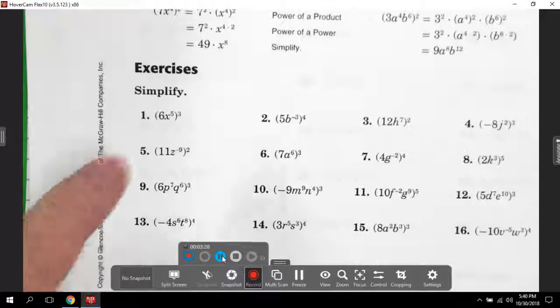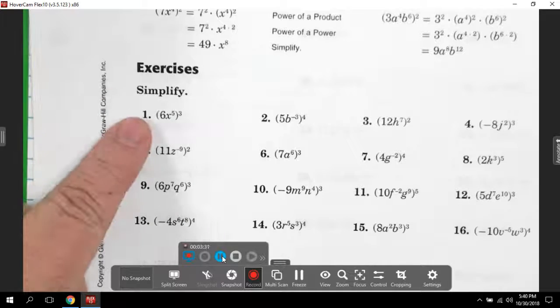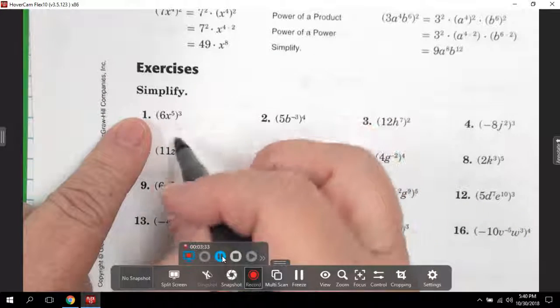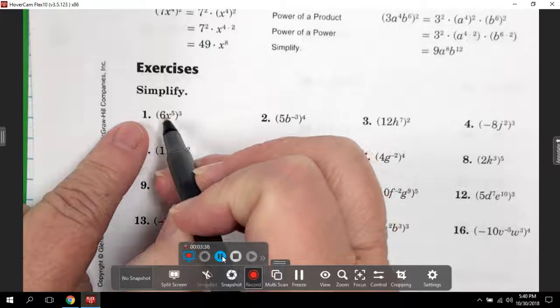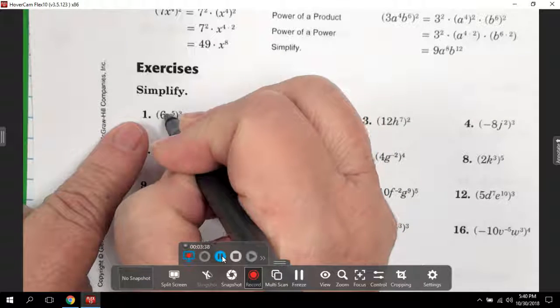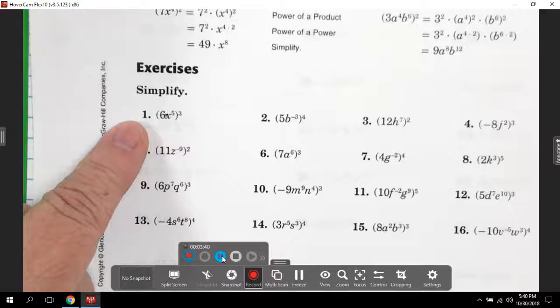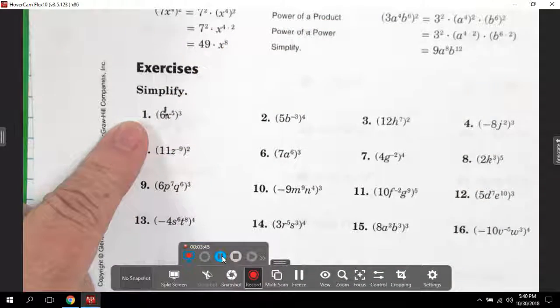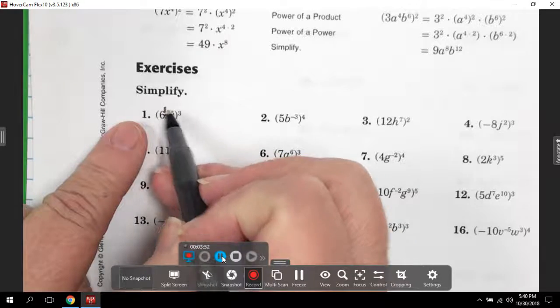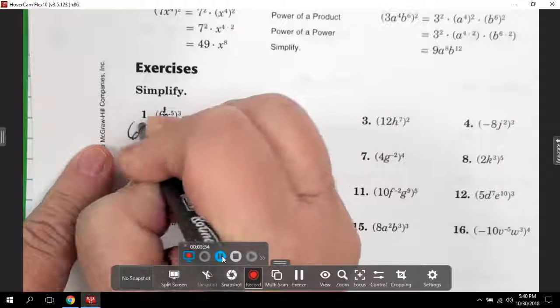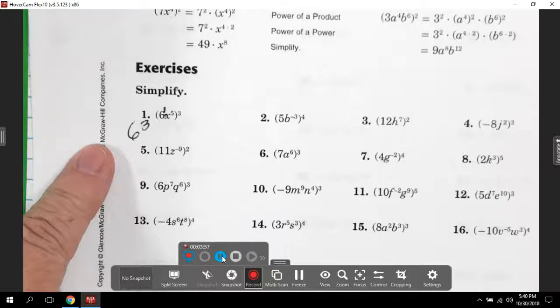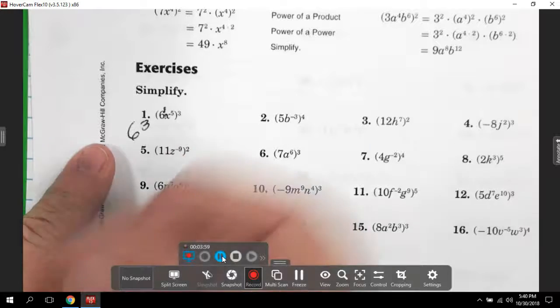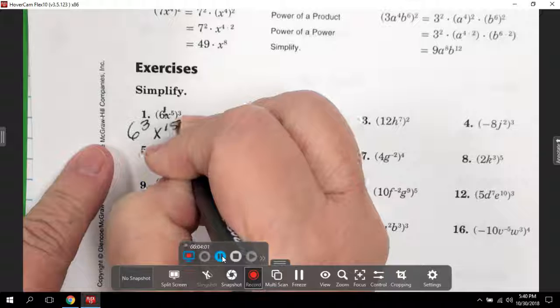Sometimes you're going to have more than just a number or a variable. You have to remember that in between the 6 and the x, there's a multiplication sign. And the 6 doesn't have an exponent written, so it's understood to be 1. You might want to write it in until you get a handle on this. We're going to multiply the exponents. 6 to the 1st raised to the 3rd is 6 to the 3rd. X to the 5th raised to the 3rd is going to be x to the 15th.